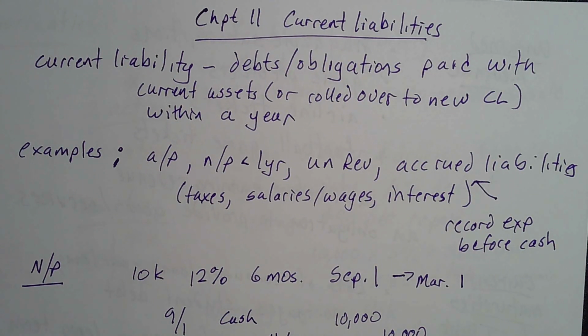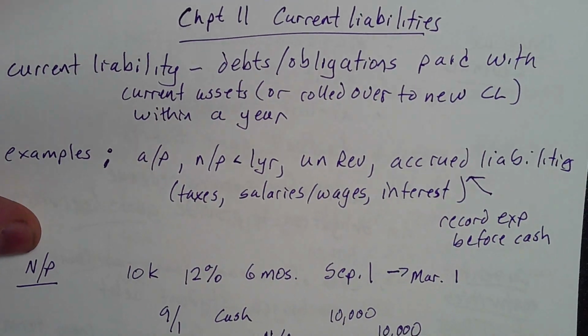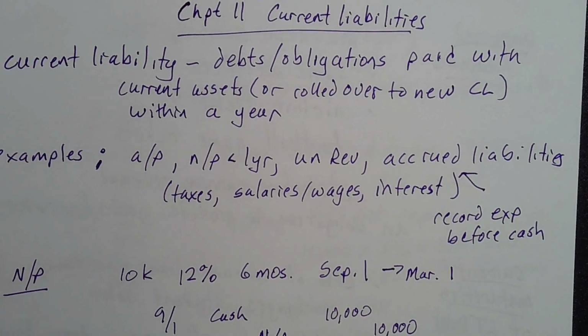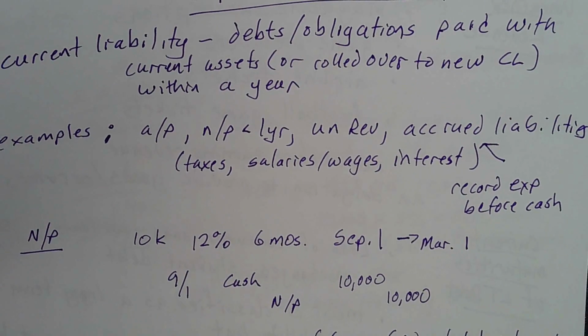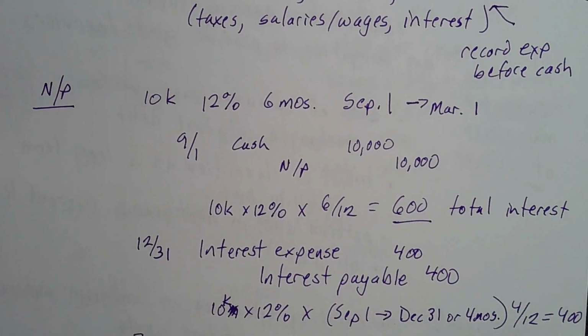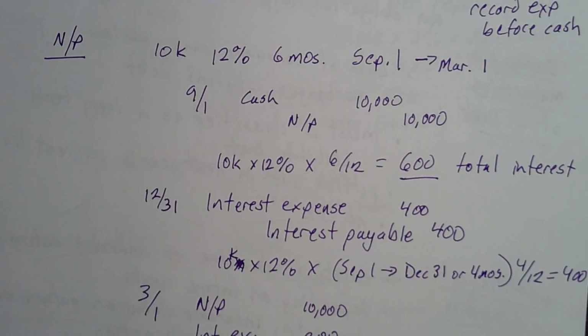So let's go through this list of current liabilities. It's a grab bag of a bunch of small things with one major topic at the end, which is payroll. Let's take a look at our first topic, which is notes payable. We've encountered this before, both from the notes receivable side and the notes payable side. Notes payable means we're taking out a loan. We're receiving cash and going to pay it back later with interest.